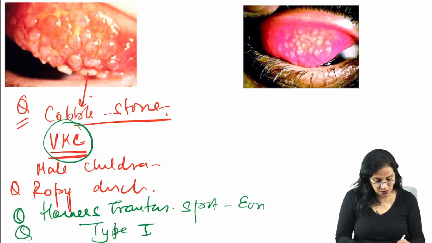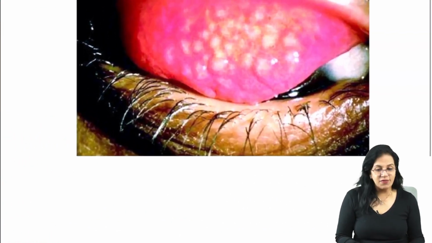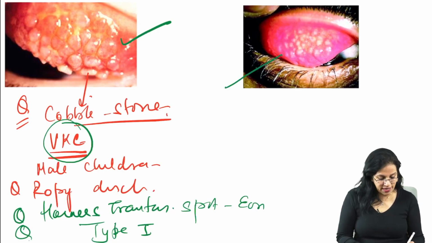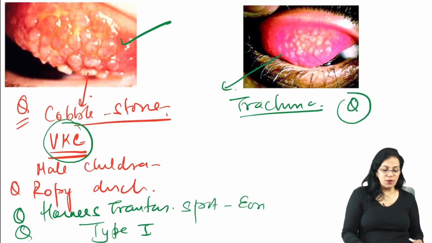Come to this one. So we see this, these are flat areas, these are papilla, but this is rounded, these are follicles. So these are sago grain-like follicles of trachoma. We all know that. What are the questions in trachoma? Again, a very important topic. Please revise it properly.